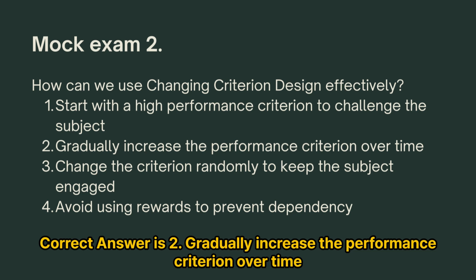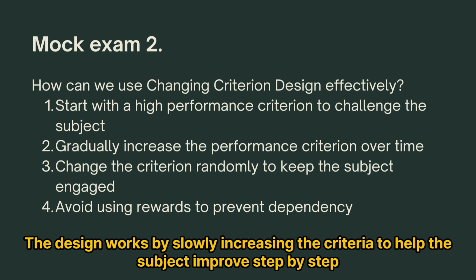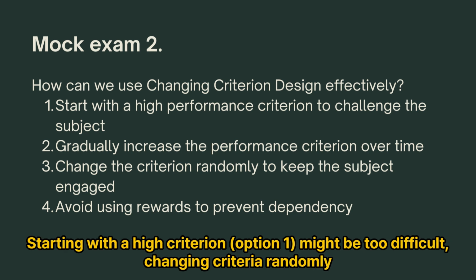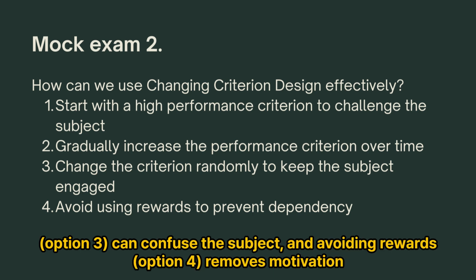Correct answer is 2. Gradually increase the performance criterion over time. The design works by slowly increasing the criteria to help the subject improve step by step. Starting with a high criterion, option 1, might be too difficult. Changing criteria randomly, option 3, can confuse the subject. And avoiding rewards, option 4, removes motivation.